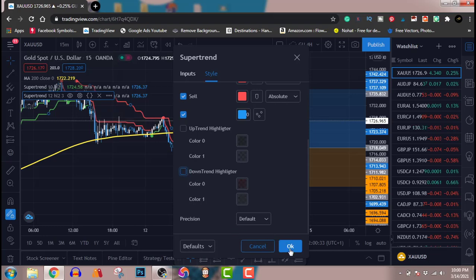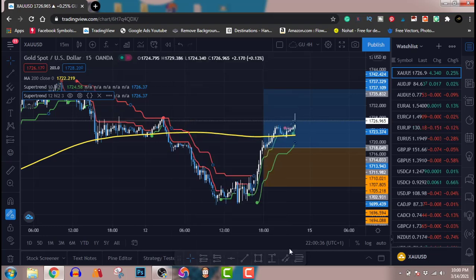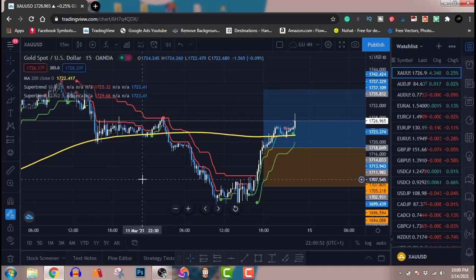Okay, so the other indicator we have on our chart, as you can see, is the 200 moving average. I'm sure you guys know how to plot the 200 moving average. You need to just go to your indicator list, put your moving average and set it to 200 so that you know the overall trend. And as you can see, we have one going on for us.